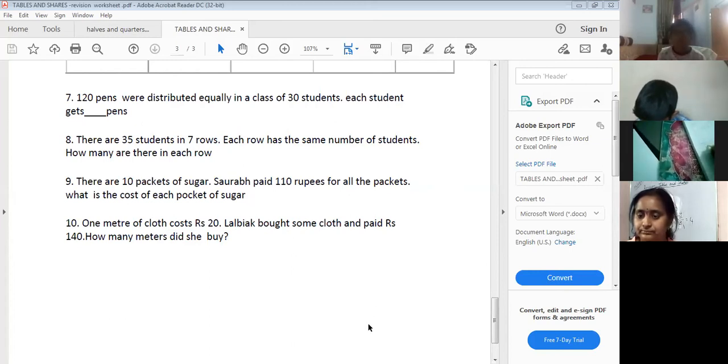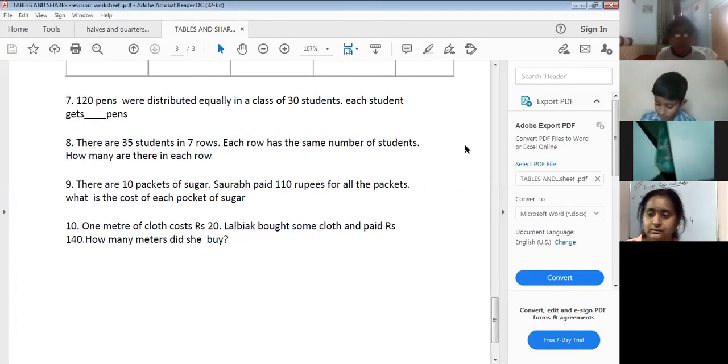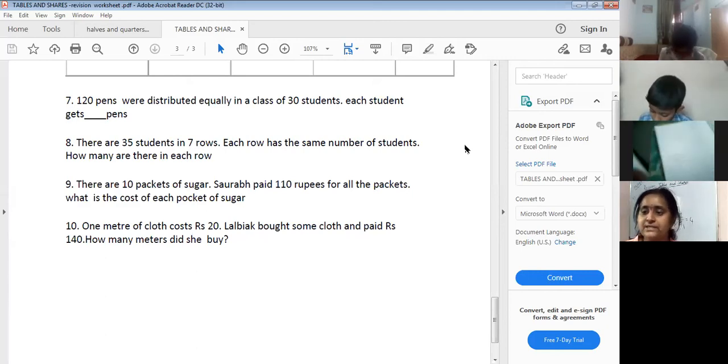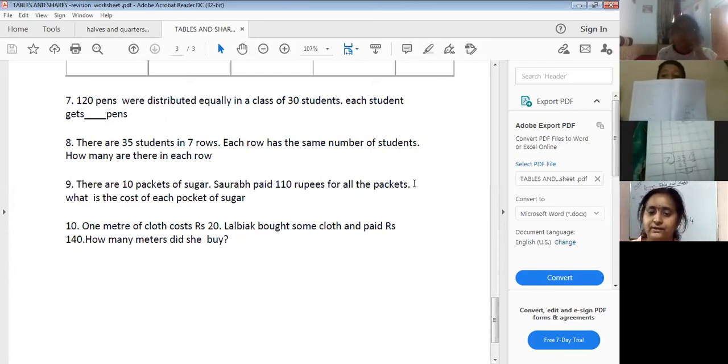Very good, Kadir. 5 students. Very good, Pratibha. Yes, 5. That 7 5s are 35. So in each row, how many students are there? 5 students are there. Fine.